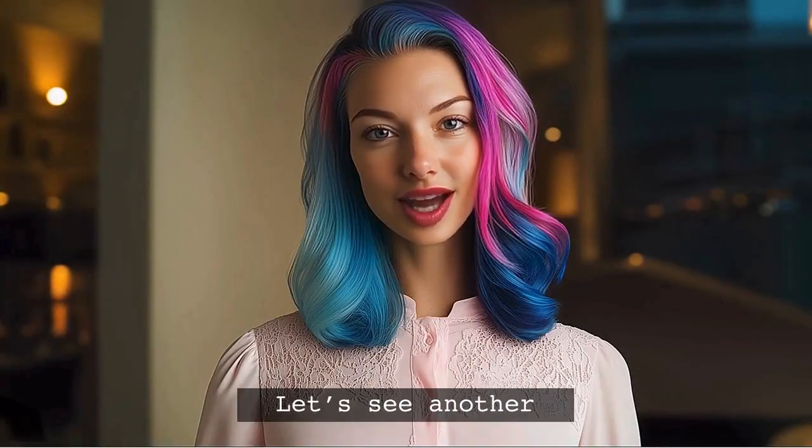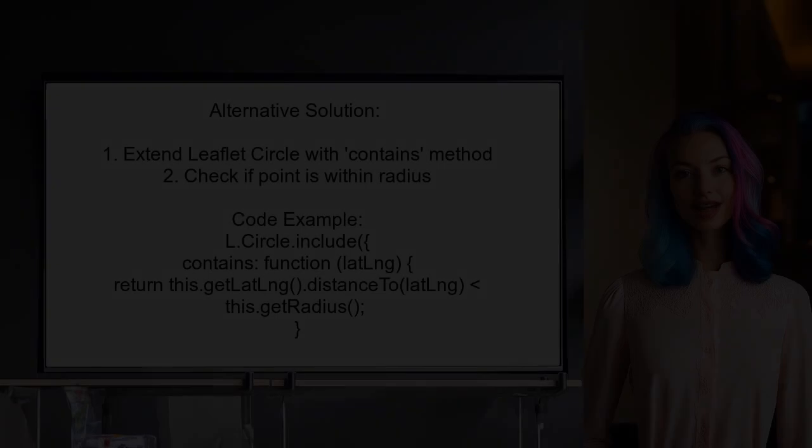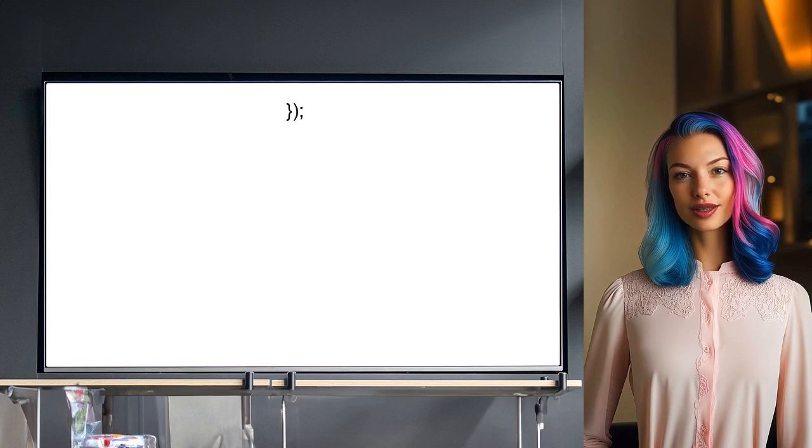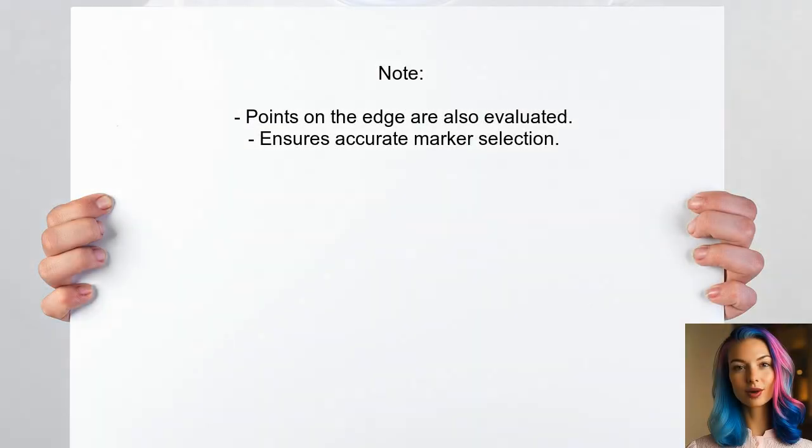Let's see another perspective. An alternative approach shared by another user involves extending the functionality of the leaflet circle. They suggest adding a method called contains to check if a point is within the circle's radius. This method calculates the distance from the circle's center to the given point and compares it to the circle's radius. Additionally, this method also considers points that are on the edge of the circle, ensuring accurate selection of markers.